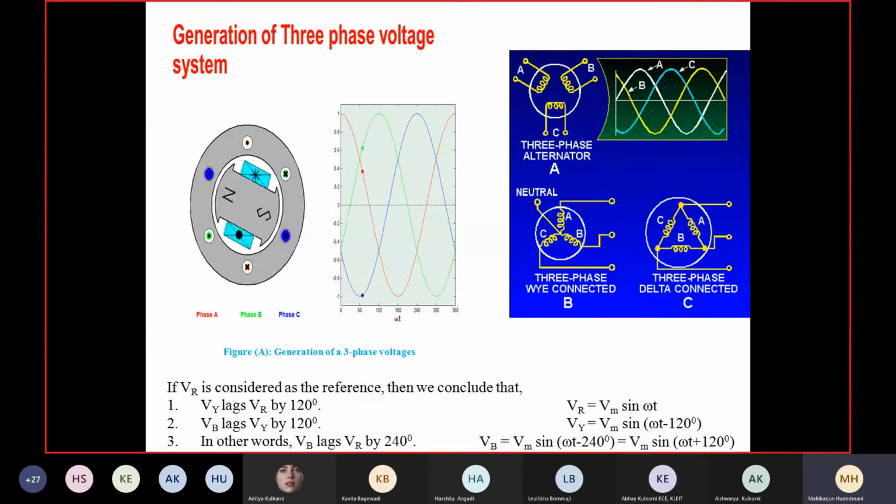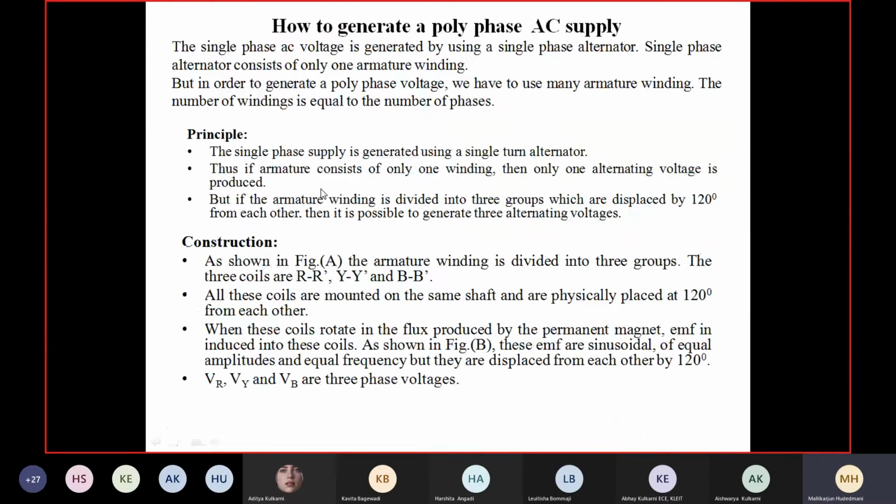So if the windings are connected in such a way, how are they connected? There are two types shown: star connection and delta connection. We will see that whatever the value here, the same thing I have shown here. I'll go back one moment. Okay, I'll go to the previous.